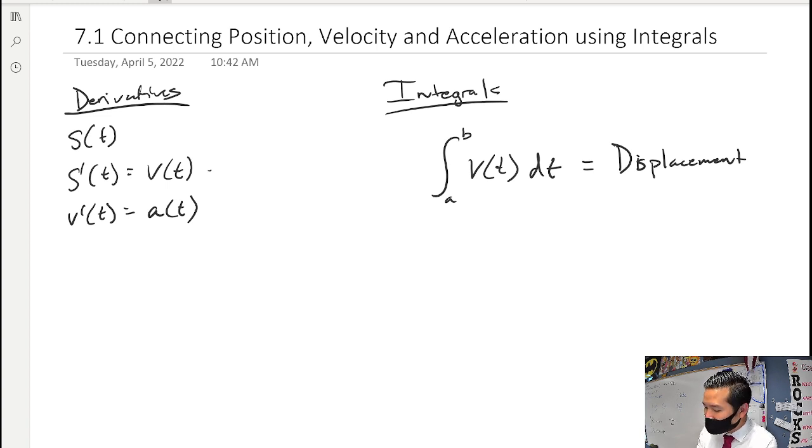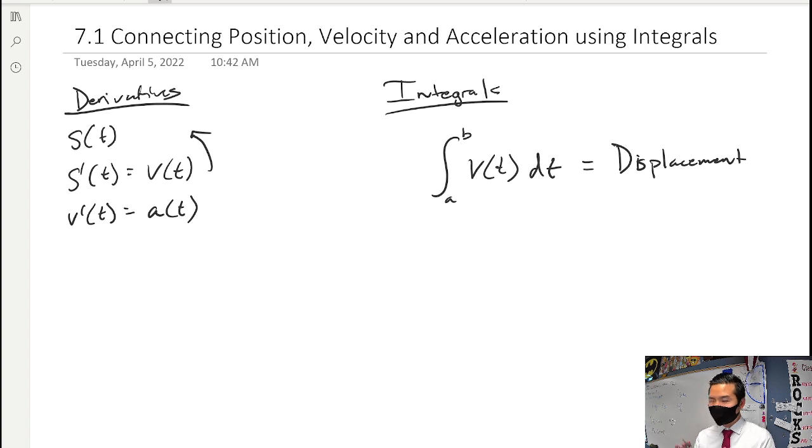So it doesn't work perfectly backwards, but you could actually find it. There are some tricks to do it, and it involves solving for C, and we'll get there eventually. So if we ever get it in this form and we're trying to solve for position, we would just do the antiderivative like that.